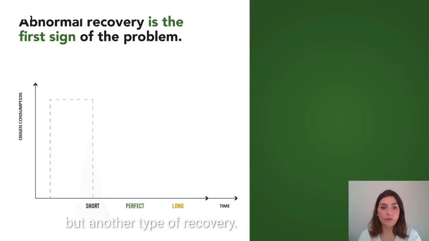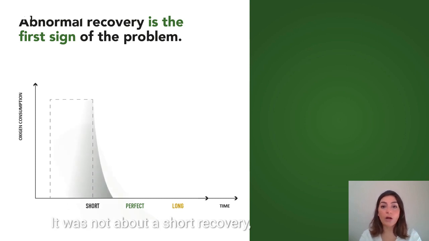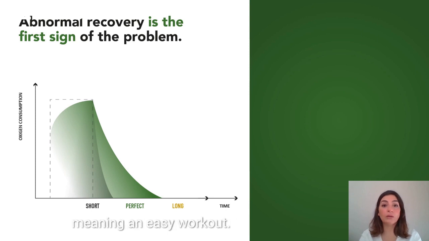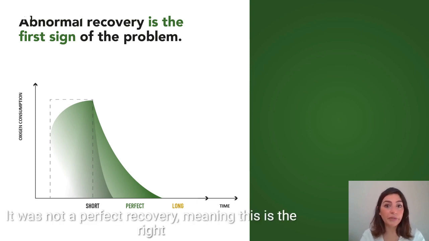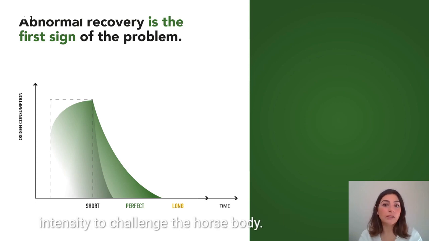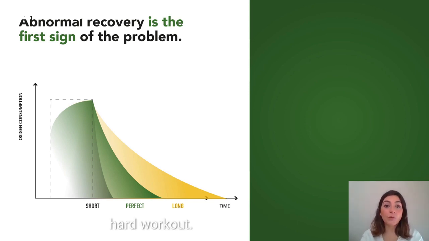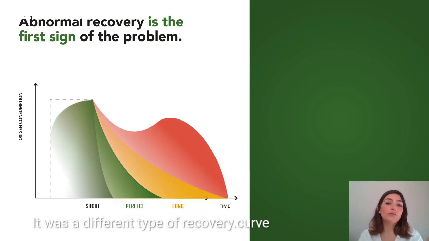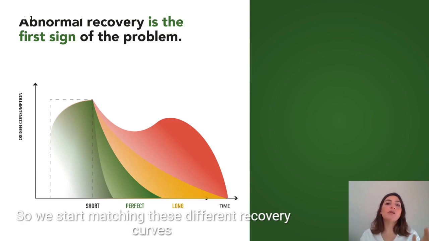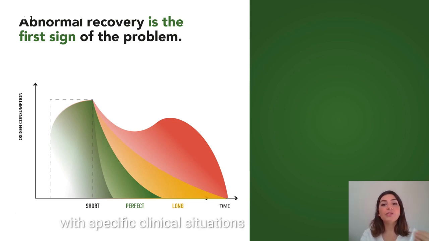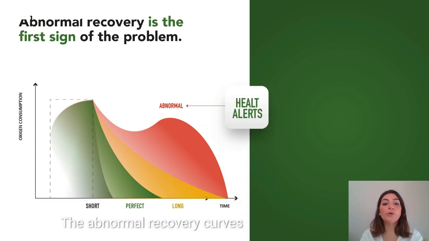It was not a short recovery, meaning an easy workout. It was not a perfect recovery, meaning this is the right intensity to challenge the horse's body. It was not a long recovery, meaning, hey, this was a hard workout. It was a different type of recovery curve. So we started matching these different recovery curves with specific clinical situations, the abnormal recovery curves.